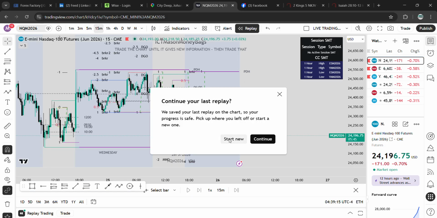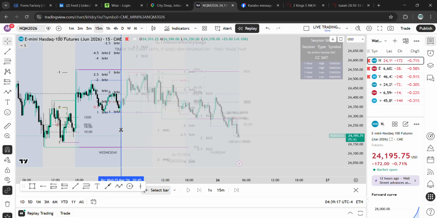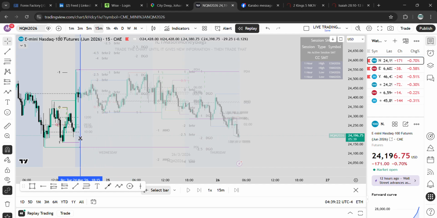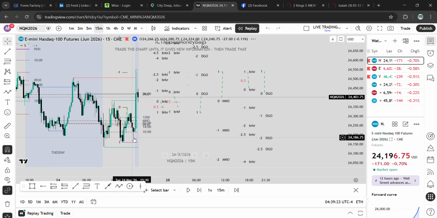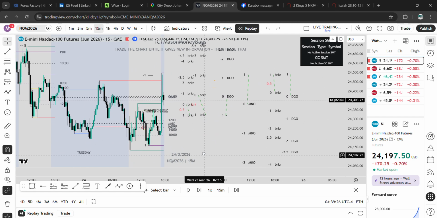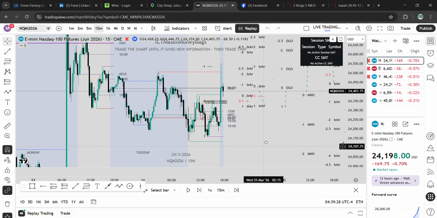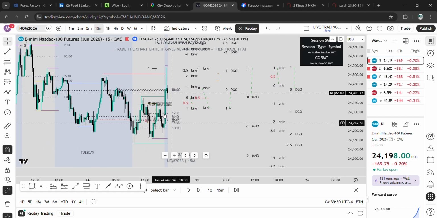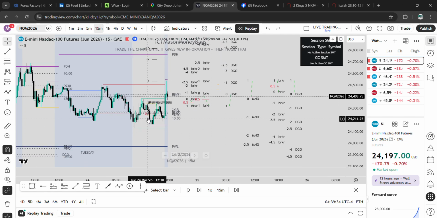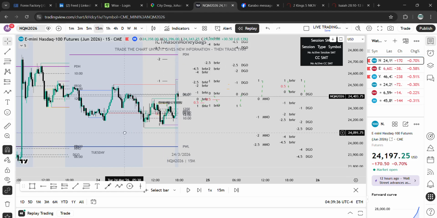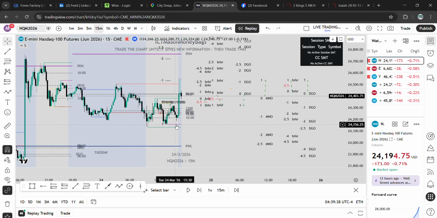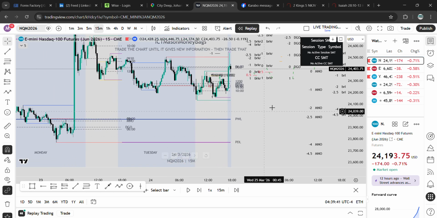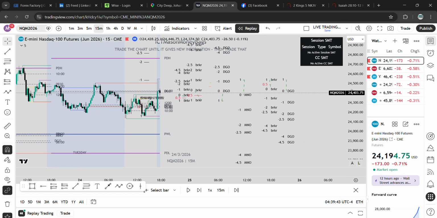Let's replay, start new. We were here. We open up 8, 6. There we go. Okay, so we're going to work within yesterday's range. Right, so we've got previous day high at the top, and the low is going to be here at the bottom. That's our range, previous day high, low.